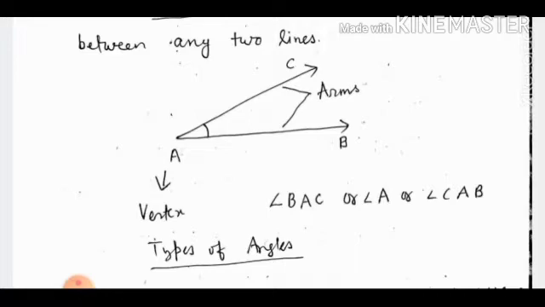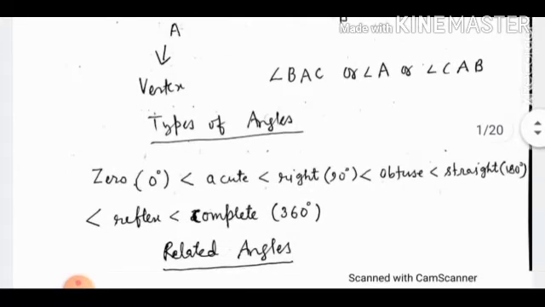Now types of angles. Zero angle, whose measure is 0 degree. Acute angle, whose measure is between 0 degree and 90 degree. Right angle, whose measure is 90 degree. Obtuse angle, whose measure is between 90 degree and 180 degree. A straight angle, whose measure is 180 degree. A reflex angle, whose measure is more than 180 degree and less than 360 degree. Complete angle, whose measure is 360 degree.